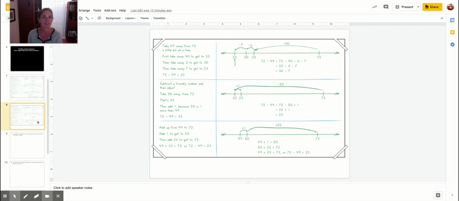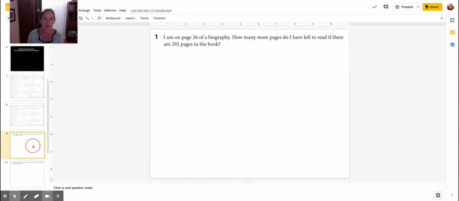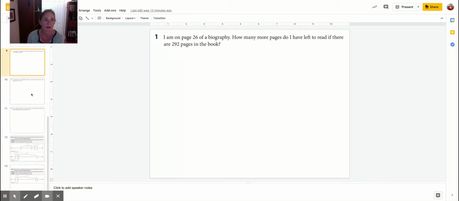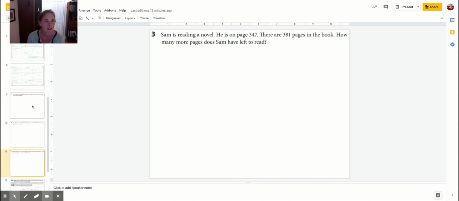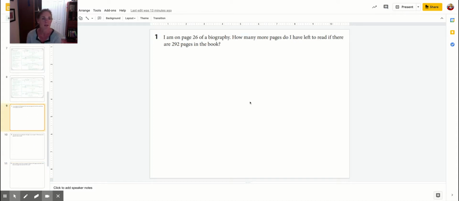So today's lesson, we're going to first work on this problem together, and then we'll work on the next problem together, and then this problem. But each problem I'm going to ask you to try yourself first. So first, let's read this one. It says, I am on page 26 of a biography. How many more pages do I have left to read if there are 292 pages in the book?